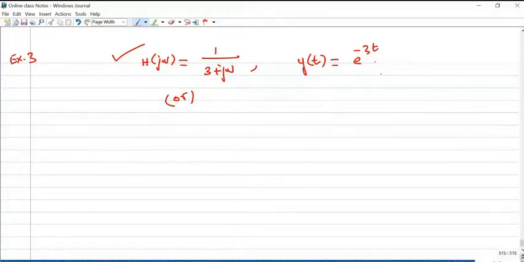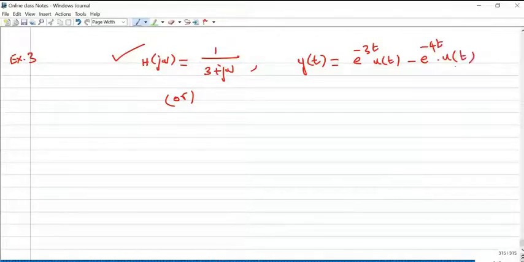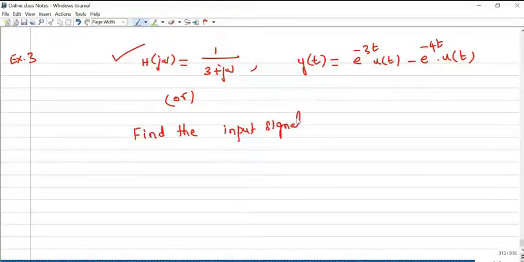The response of the system is given: e^(-3t) u(t) minus e^(-4t) u(t). Now the question is, find the input signal x of t.